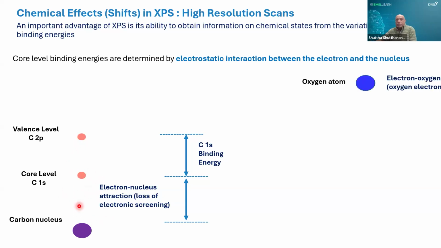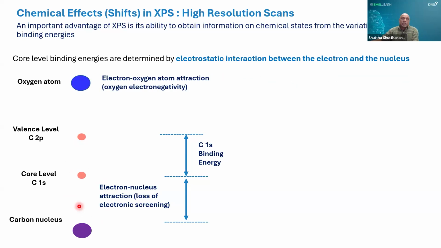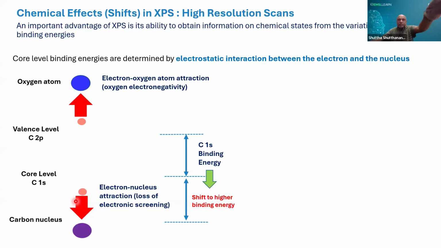So what will happen if you bring the oxygen there? If carbon is bonded to oxygen, we know oxygen is an electronegative element, so it is going to attract electrons. So these valence electrons are attracted towards the oxygen. That means this interaction is less, or there is a loss of screening. So this carbon 1s electron is going to be attracted more towards the nucleus. So now it is tightly bound to the nucleus. So we need to supply more X-ray energy to remove this particular electron, and that will give you the shift in the binding energy. That's what we call chemical shift.